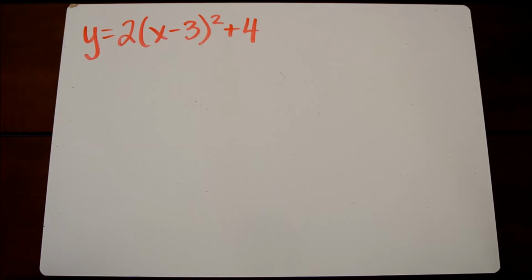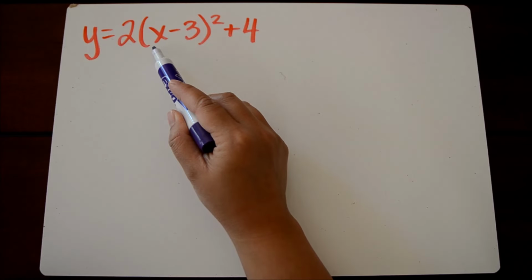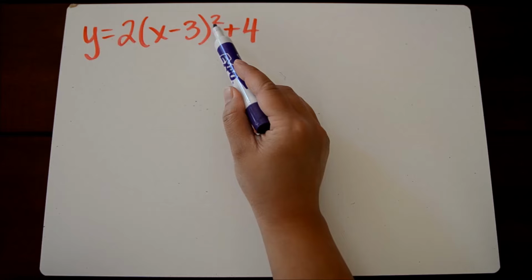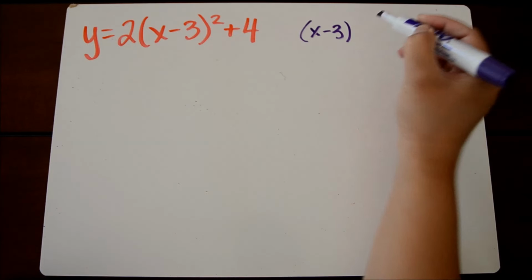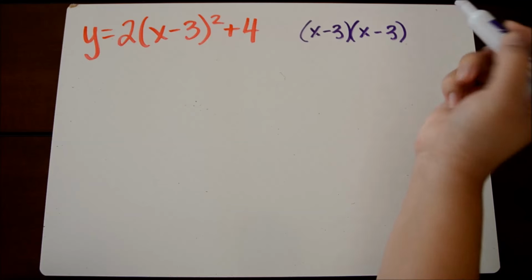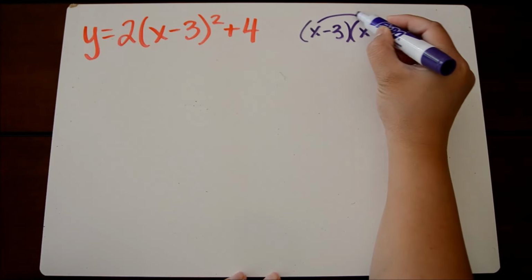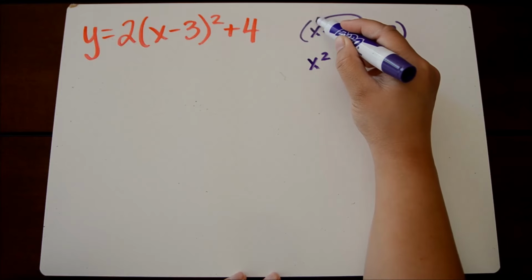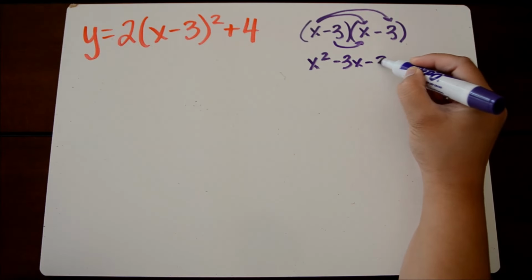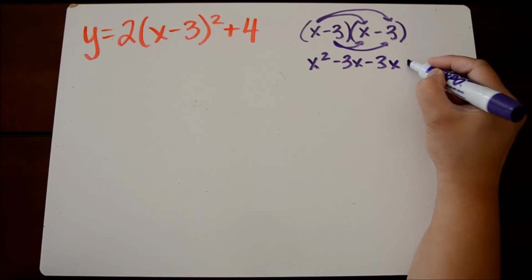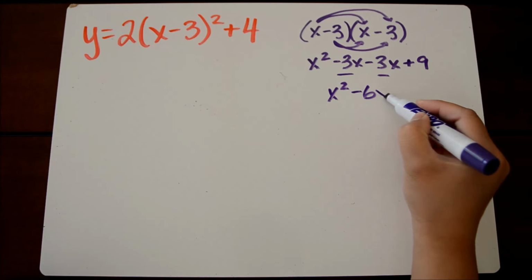Here we have y equals 2 times the quantity of x minus 3 squared plus 4. We first have to simplify parentheses, but x minus 3 can't be simplified, so we move on to exponents with order of operations. X minus 3 squared is really x minus 3 times x minus 3. So here, if you're not sure how to multiply two binomials, we do have a video on multiplying binomials. We're going to multiply the first terms, which gives us x squared, the outer terms, negative 3x, the inside terms, negative 3x, and the last terms, positive 9. Combine like terms, we get x squared minus 6x plus 9.